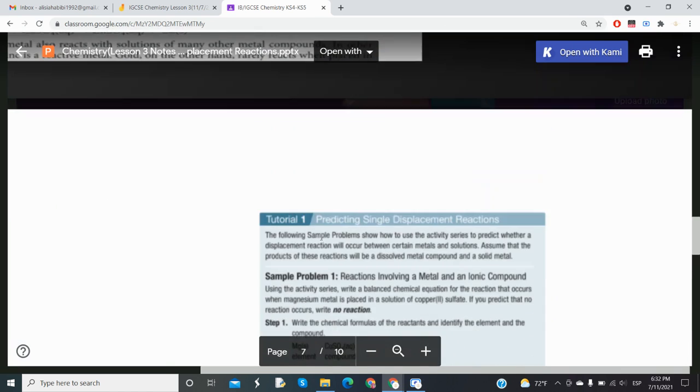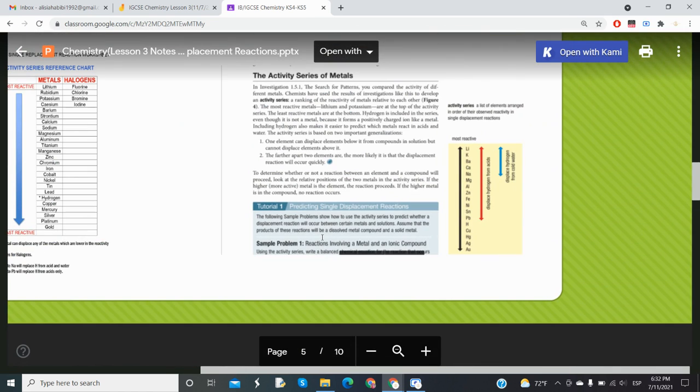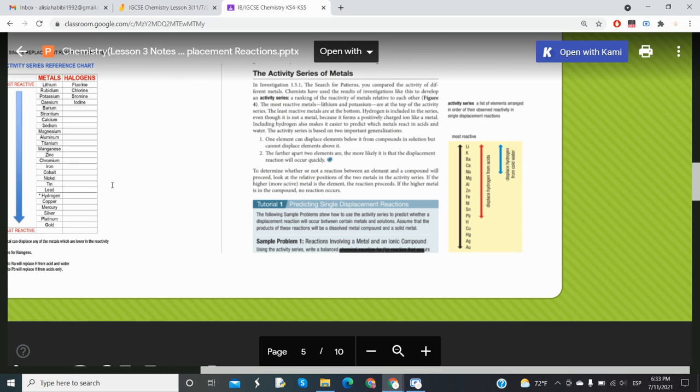So for single displacement or double displacement reactions, you always have to look at the reactivity or activity series, guys. It's very important so that you can determine what exactly is supposed to be displaced.